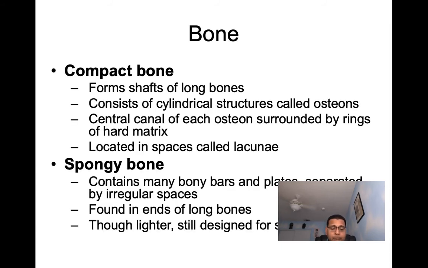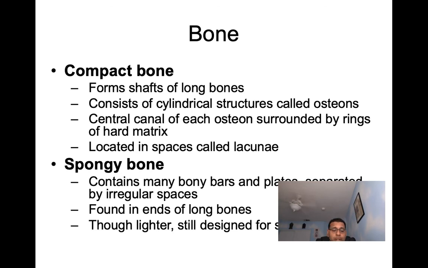Now, when we talk compact bone, it makes up the shaft of a long bone. Its structural units are called osteons. And bone cells, we'll see, are going to be found in spaces called lacunae. And the central canal is going to contain nerve fibers and blood vessels. These central canals, then, we're going to see are going to be surrounded by rings of hard matrix.